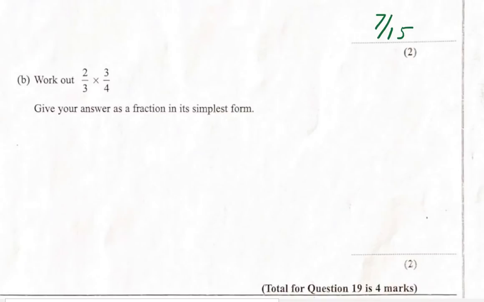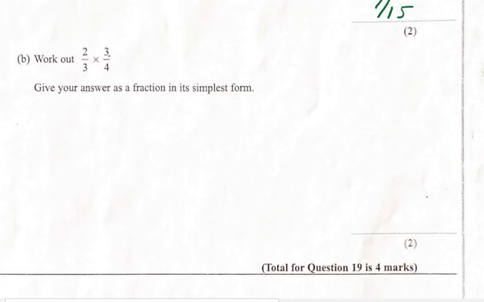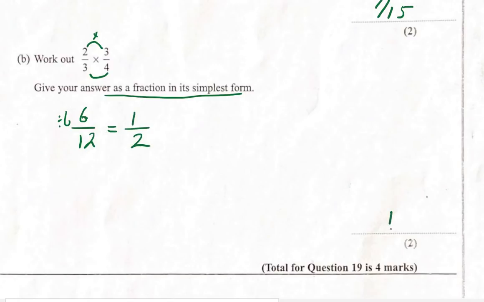Again, look, 2 marks. You get 4 marks without doing anything. Again, when you times, just times top with top, and bottom with bottom. So this is going to be 6 over 12. The question said write the answer in the simplest form, so you must write it in the simplest form. 6 and 12 both come in the 6 times table, so I can divide both by 6. 6 divided by 6 is going to be 1, 12 divided by 6 is going to be 2, so it's going to be 1 over 2. 2 marks, guys. Next question.